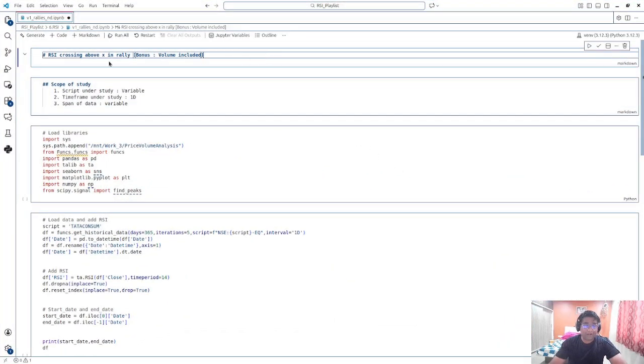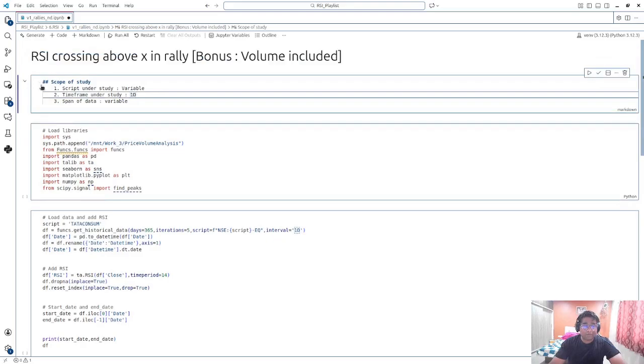So, RSI crossing above X in rally, with bonus volume included. This is the scope of study. For the script under study variable, we will change the script to a couple of different scripts. The time frame under study is 1 day.